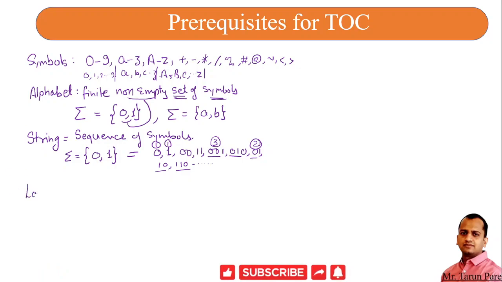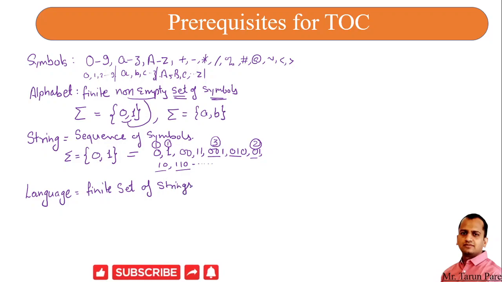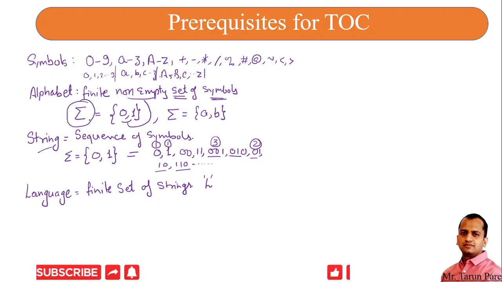What is a language? A language is a finite set of strings. A set of strings is called a language. So how do you represent this? Languages will be represented by L. There is no such notation for representing a string, but alphabet is represented by sigma, and language is represented by L.